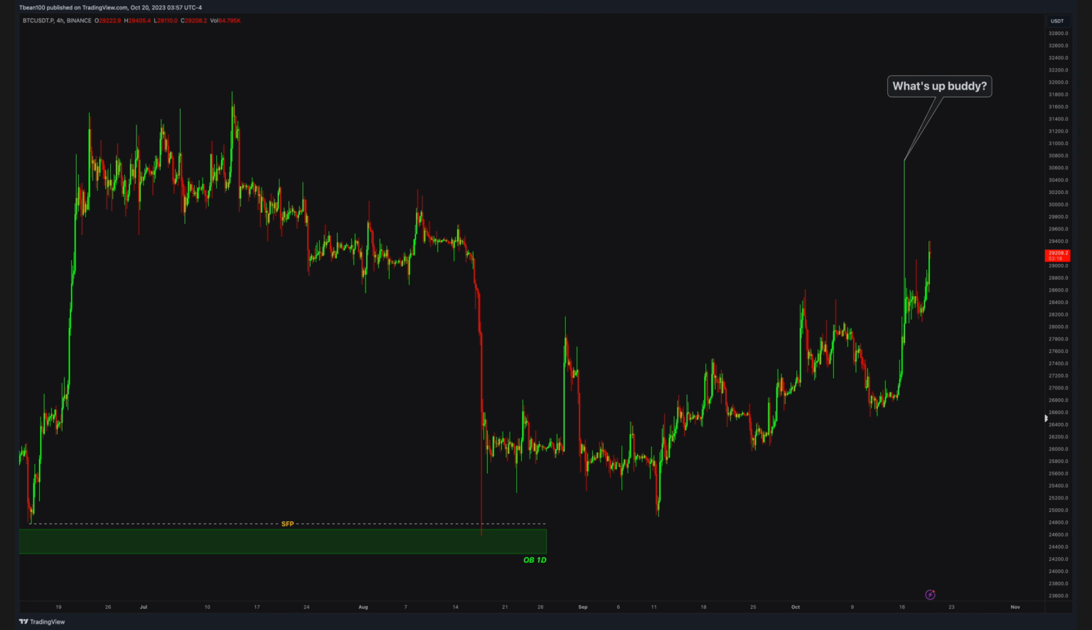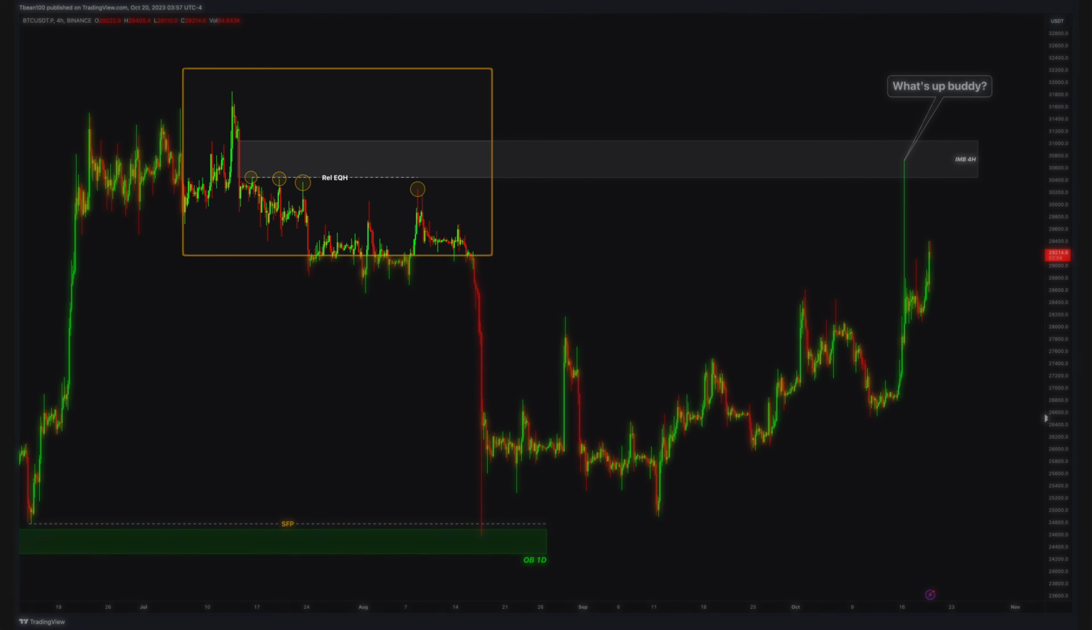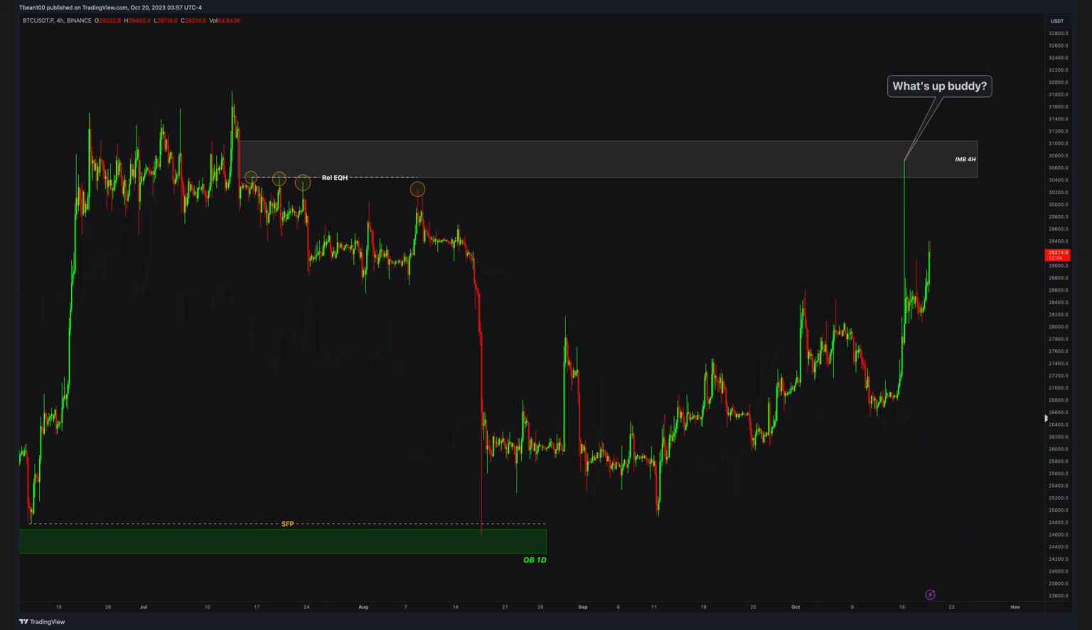So, if we drop to the 4-hour chart, can we look at the charts from the perspective of price action? Are the actions random or not? First of all, notice the relative equal highs here, which combined with this giant imbalance. It is like it was all designed beforehand to happen, right?